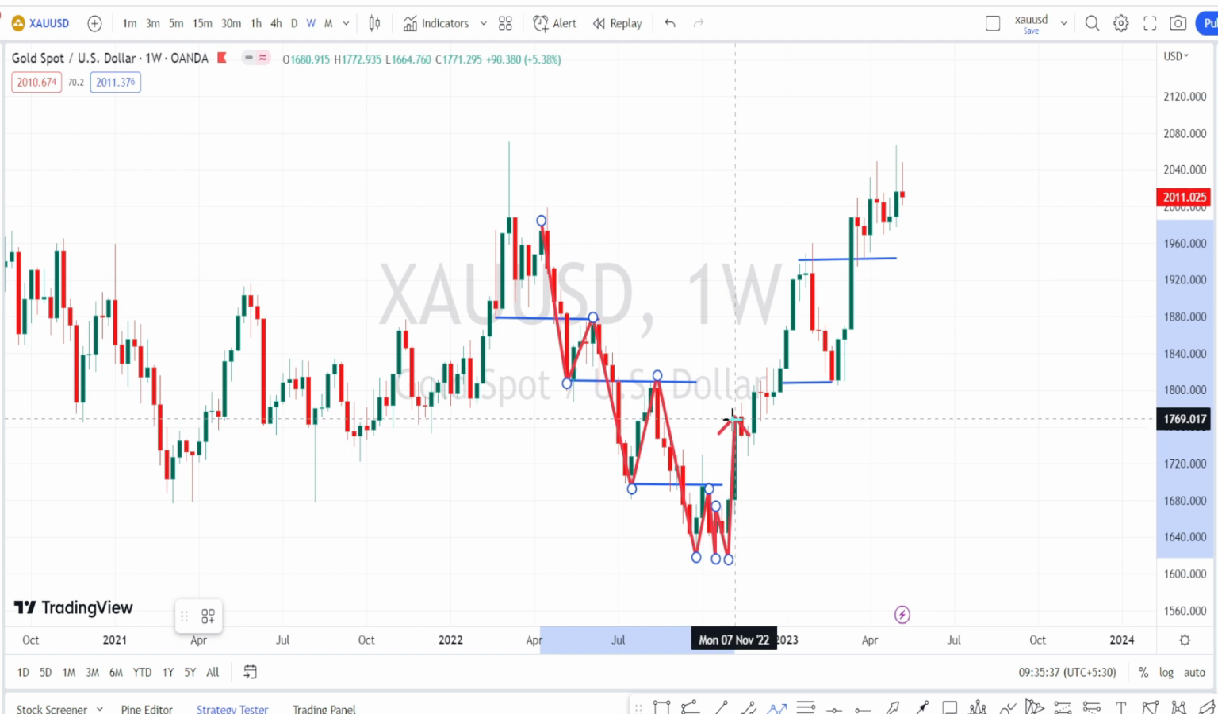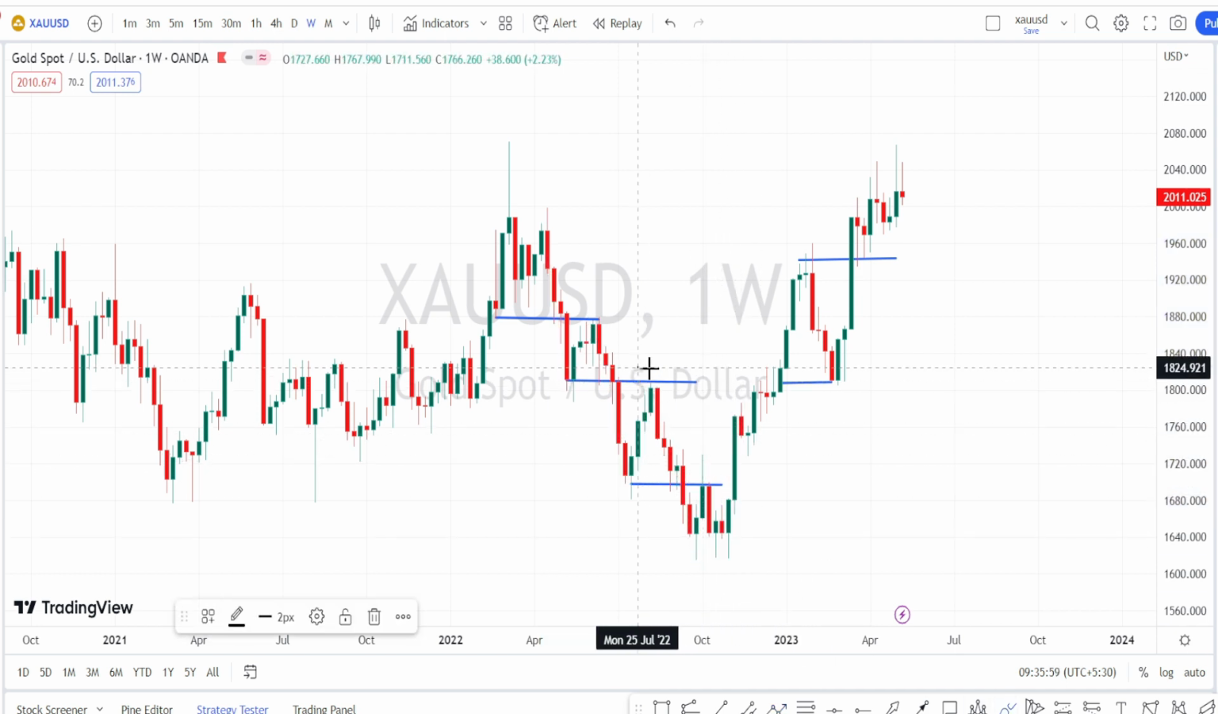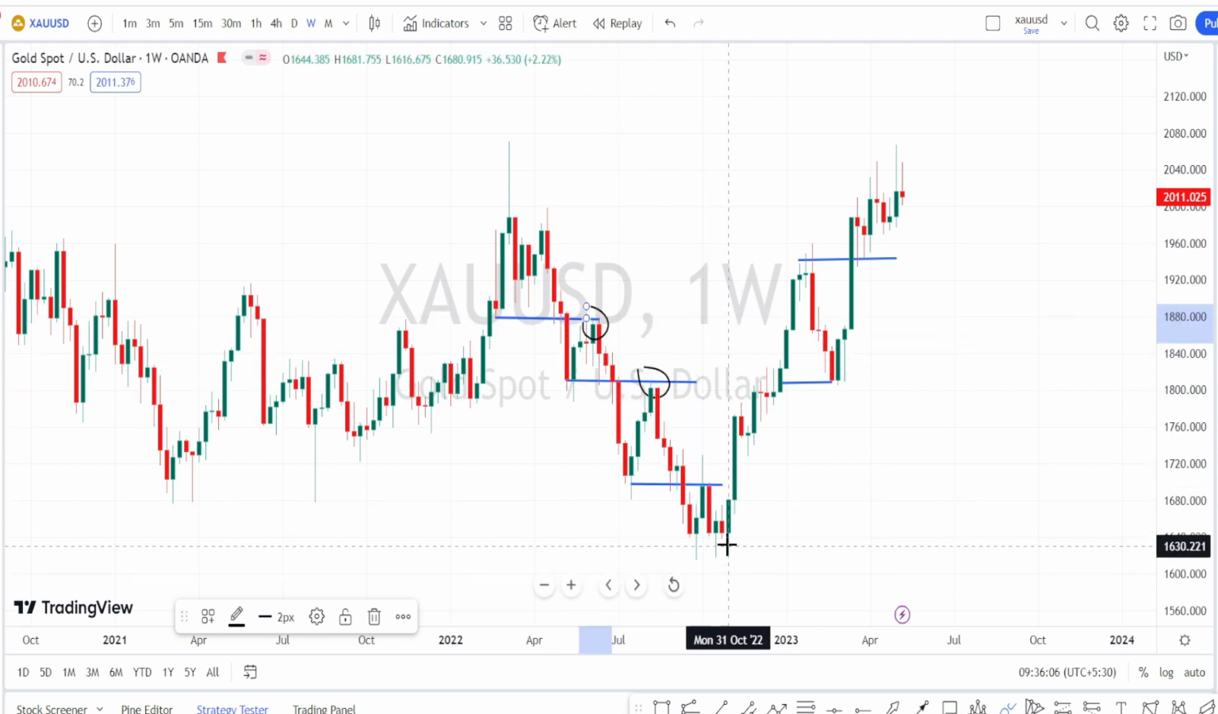Then we have noticed the price action bounce back with a bullish trend reversal, breaking the previous resistance level. So during the bearish trend also we have always noticed the price action retest the previous resistance level and continue its bearish trend.